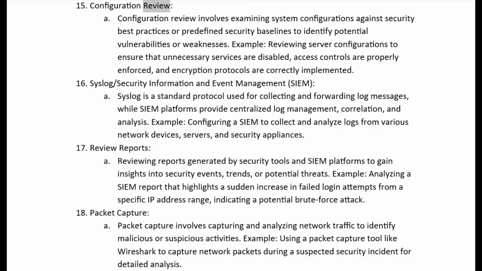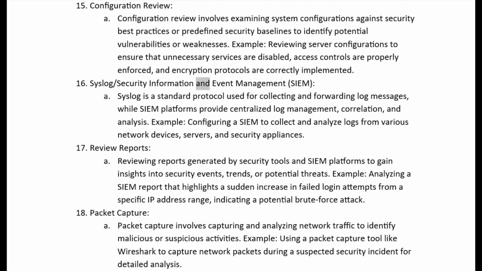Configuration review. Configuration review involves examining system configurations against security best practices or predefined security baselines to identify potential vulnerabilities or weaknesses. Example: reviewing server configurations to ensure that unnecessary services are disabled, access controls are properly enforced, and encryption protocols are correctly implemented.